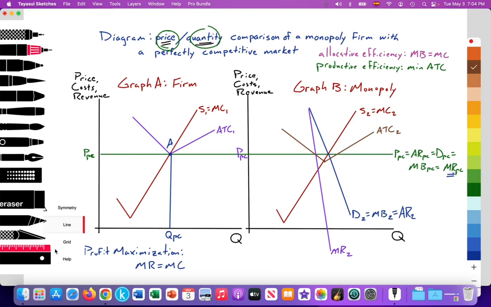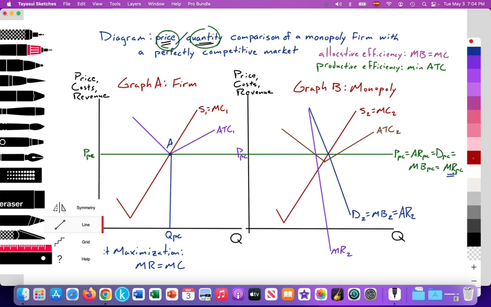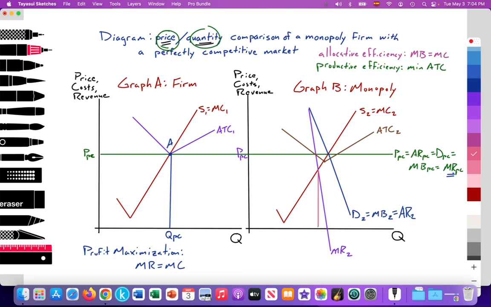So the monopolist is going to seek to profit maximize where the marginal revenue curve intersects the marginal cost curve. So S2 or MC2 intersects with MR2 at this point. And that will determine the level of output. Let's see if we can choose another color. So the level of output would be right here. So that's the quantity for the monopolist.